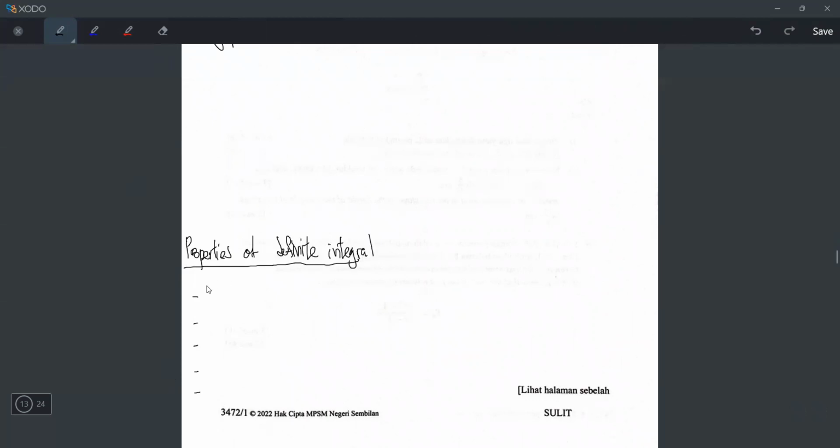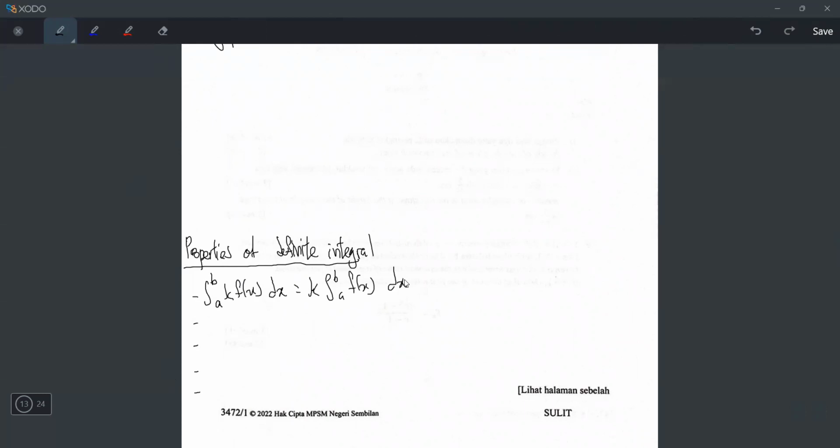The first property is if I give you integrate from a to b of k f(x) dx. Can you see the k? If k is a value, it can be a number, and if it's a times relation, you can take it out like this. Okay, it will be k times integrate a to b f(x) dx. So that is the first property. The first property you need to remember.